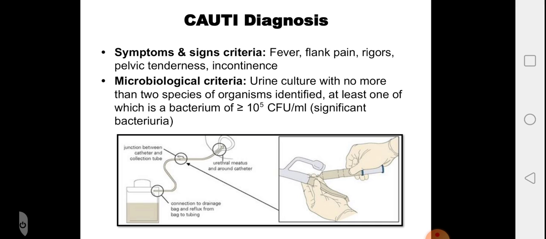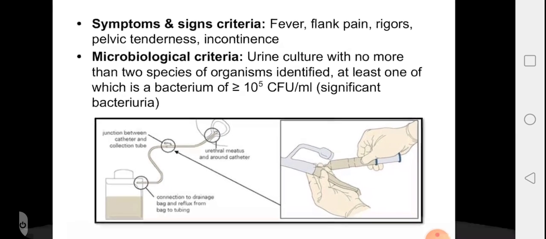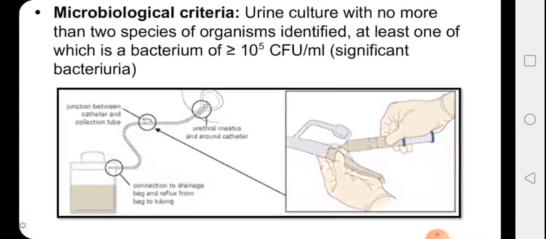And one important thing here is sample collection in a catheterized patient. Where do you collect? Let us look into this picture. You can see at the junction between the catheter and the drainage or collection tube, you collect the urine with the help of a syringe from the catheter port, which is connected to the drainage tube, by following aseptic measures. This is very important.